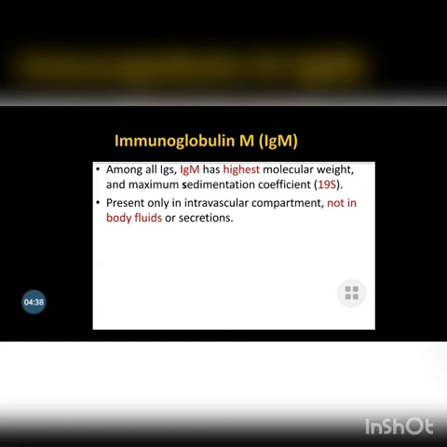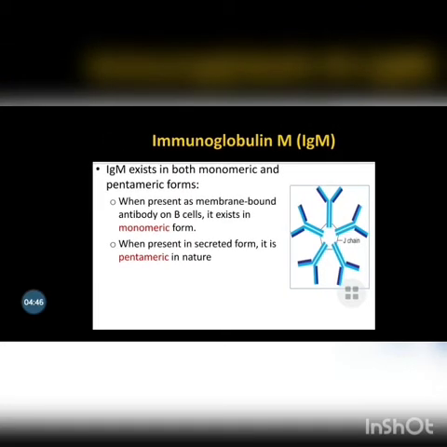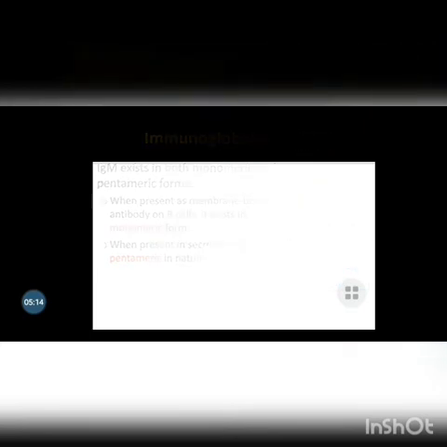So this IgM antibody typically exists as a polymer of identical subunits with a pentameric form as the prevalent one, as you can see in the figure here. This IgM can also exist in the monomeric form, but it is more stable in the pentameric form. Whenever this IgM antibody is present as a membrane bound antibody on the B cells, it exists in the monomeric form, but when it comes into the secretions, it exists in the pentameric form.